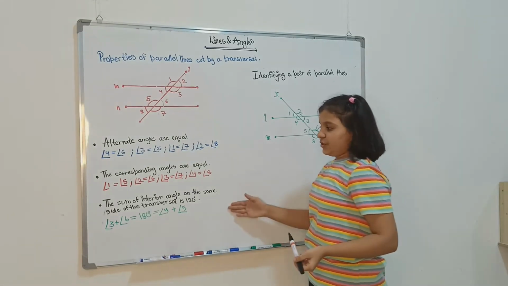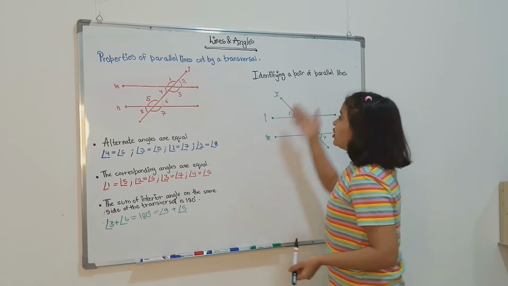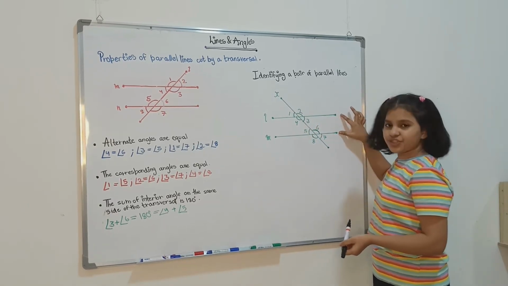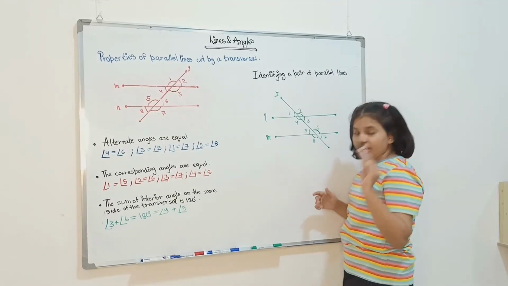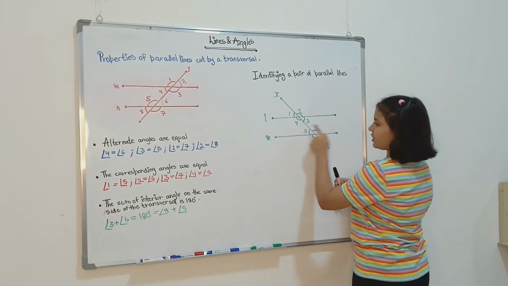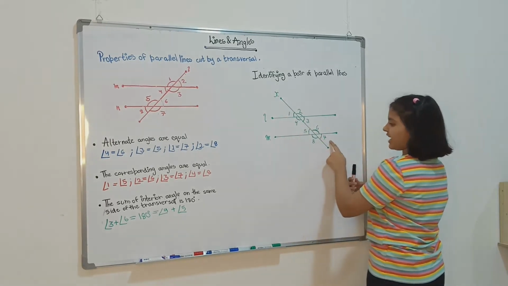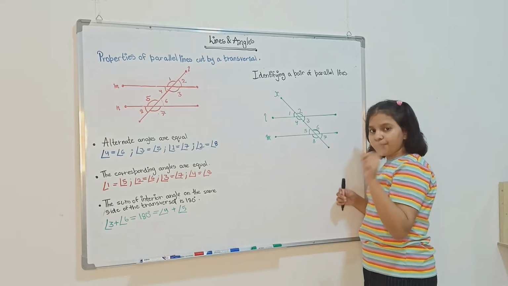So now we need to see how to apply these properties to check if the two lines are parallel. So here we need to check if the two lines are parallel. The first property: if the alternate angles are equal, means angle 4 and angle 6 are equal, angle 3 and angle 5 are equal, angle 1 and angle 7 are equal, and angle 2 and 8 are equal, then the two lines are parallel.